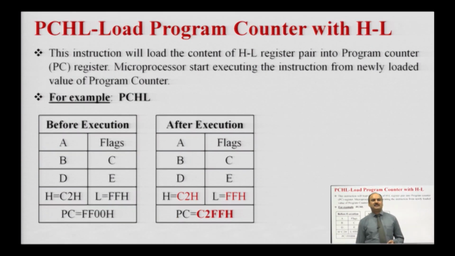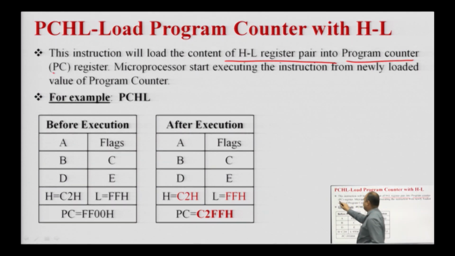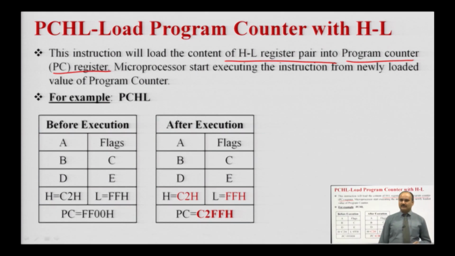Next instruction is PCHL. It will load the program counter with the content of the HL register pair. So, this instruction will load the content of the HL register pair, which is 16-bit, into the program counter, that is the PC register. So, the microprocessor starts executing the instruction from the newly loaded value. Whenever the program counter is loaded with a new value with the help of the instruction PCHL, it will start executing the instruction from that particular location.